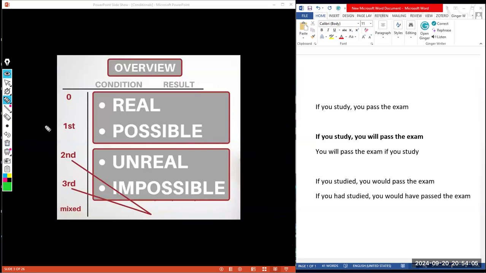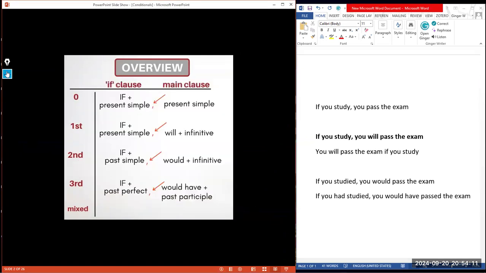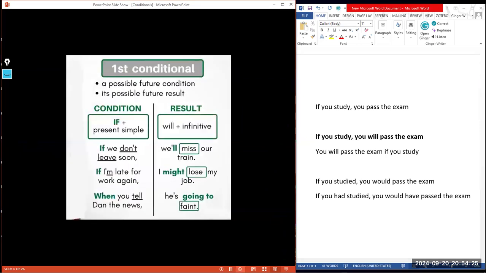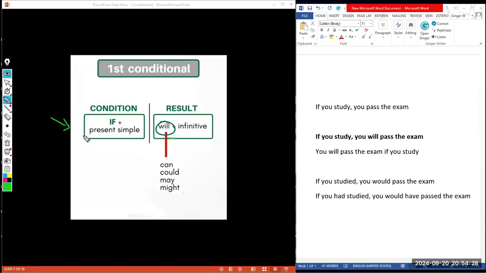Okay. Now again, let's go back to the rule because I want to tell you something that my students asked me before. Some students asked me, teacher, in the first conditional, shall I use will all the time? Is it a must to use will all the time? The answer is no. To be honest, I can use some modal verbs. Not only will, but I can use can instead of will. I can use could, may, might, should, shall.